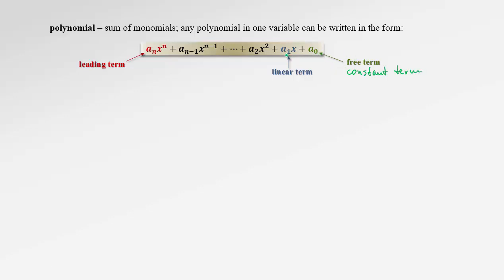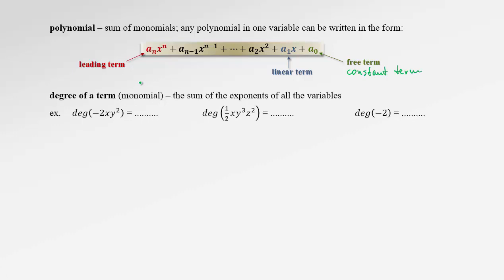In a similar manner, if we want to refer to the second-degree term, we can say quadratic term, but those are the most commonly referred to terms. That's why we learn those names. The next definition is about the degree of a term or a monomial. The degree of any term is the sum of exponents of all the variables.